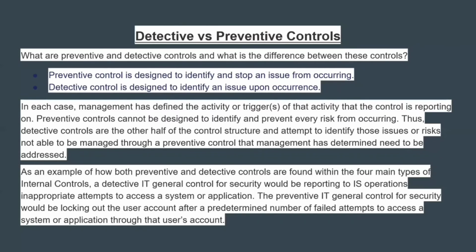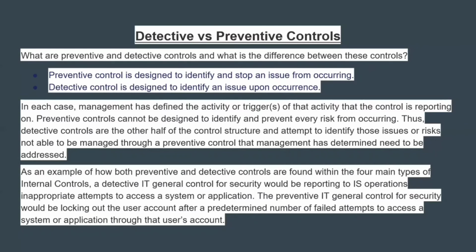In each case, management has defined the activity or trigger of that activity that the control is reporting on. Preventive control cannot be designed to identify and prevent every risk from occurring. Thus, detective controls are the other half of the control structure and attempt to identify those issues or risks not able to be managed through a preventive control that management has determined need to be addressed. As an example of how both preventive and detective control are found within the four main types of internal control, a detective IT general control for security would be reporting to IS operations inappropriate attempts to access a system or application.